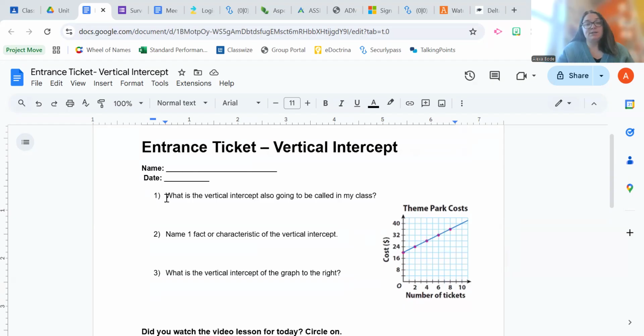Number one says, what is the vertical intercept also going to be called in my class? The vertical intercept is the y-intercept. The y-intercept is my correct answer, because the vertical intercept is just the point where it crosses the y-axis. So when it says vertical intercept, it's asking where it intercepts the y-axis. That's why we call it the y-intercept. A lot of your high school math teachers will also call it the y-intercept.